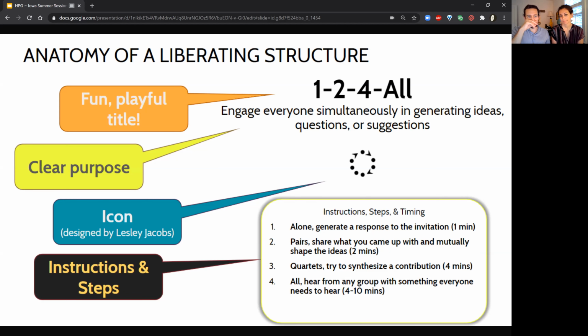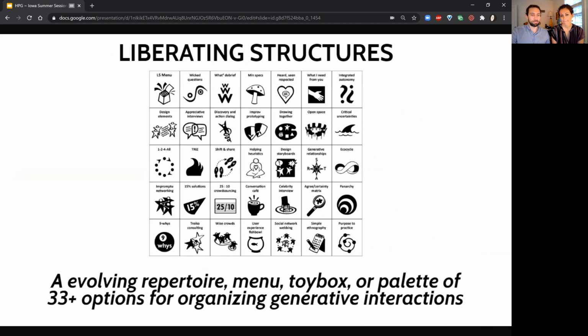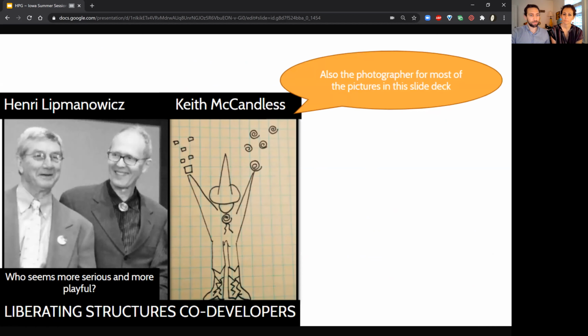Then there are these little icons that are lovingly designed by Leslie Jacobs, and a set of instructions or steps. And then here's the evolving repertoire. This just shows the current formal repertoire, but we've suggested, and you've already experienced in the workshop, a couple of other structures like the move around and the spiral journal and some others that are being developed. And just a little loving bow to Keith and Henry, the 2 co-developers of Liberating Structures.